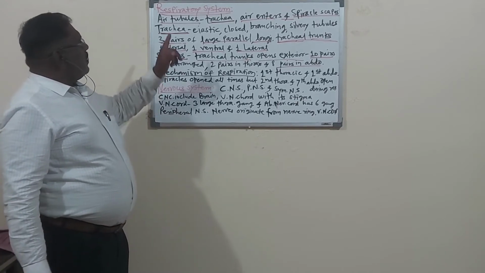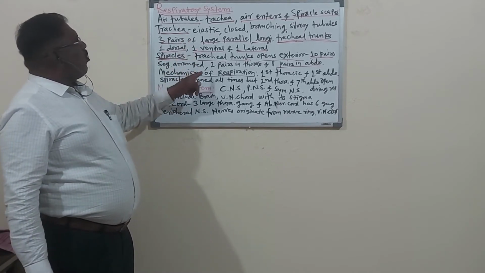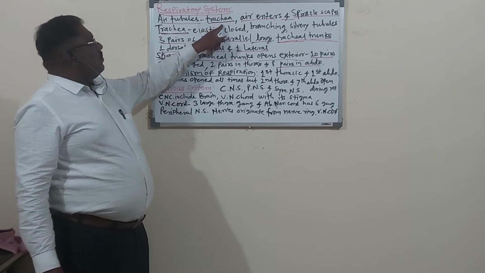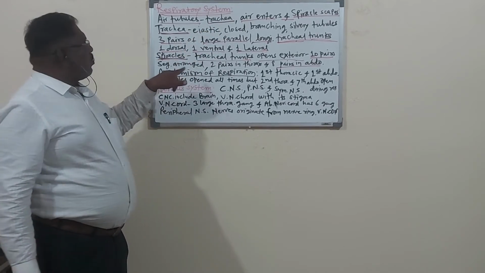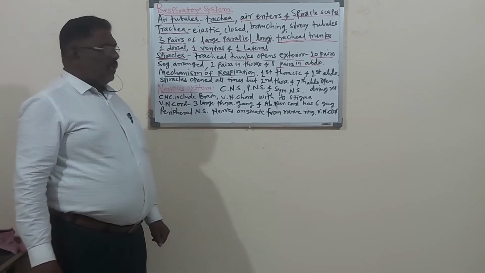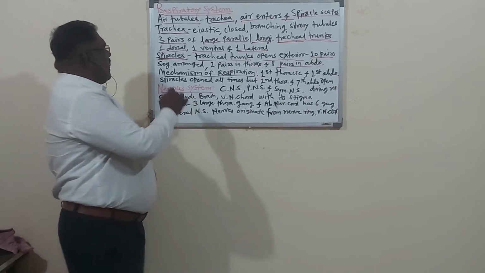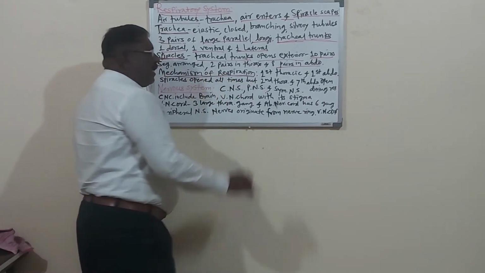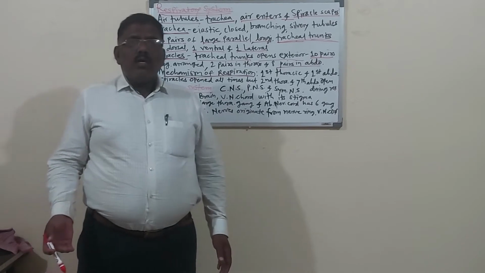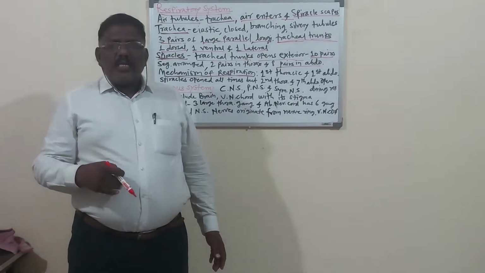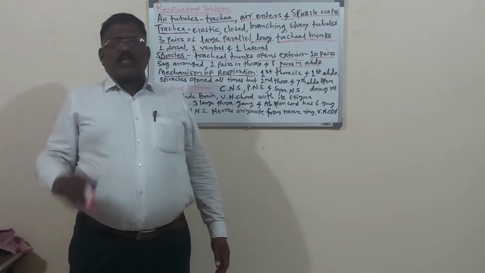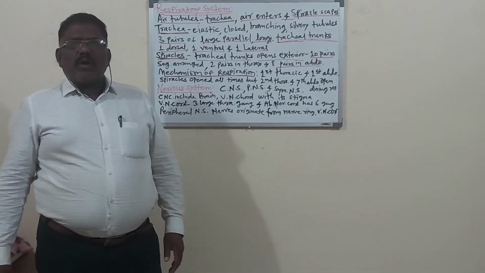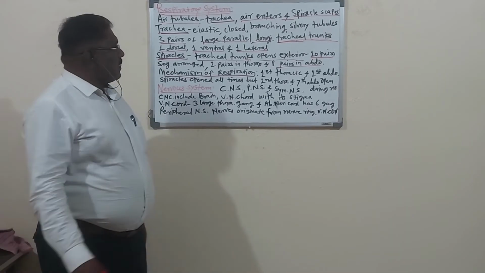Remember, air is taken inside the body through the tracheal system and expelled outside through the spiracles. Now we will study the mechanism of respiration. Mechanism of respiration means how oxygen is taken inside the body and carbon dioxide is thrown outside the body.